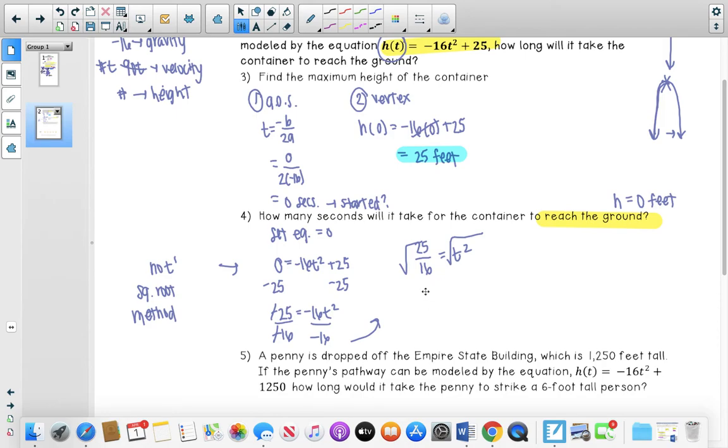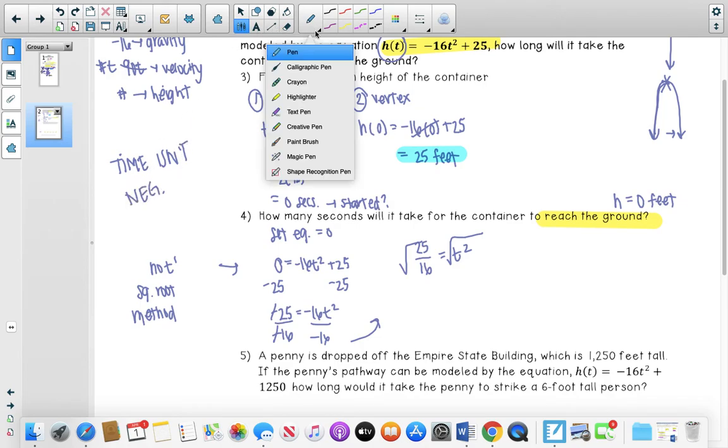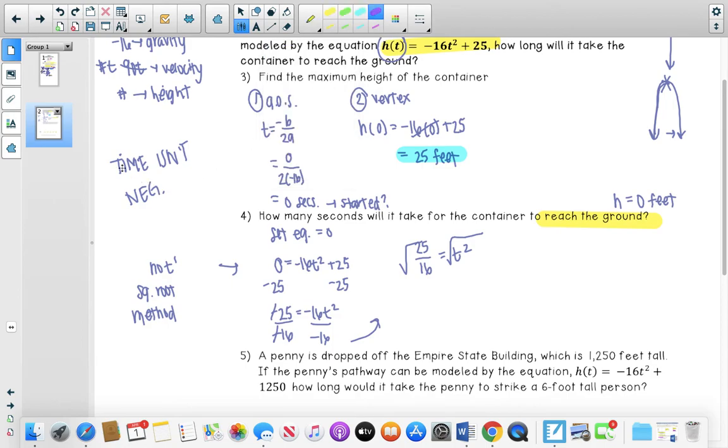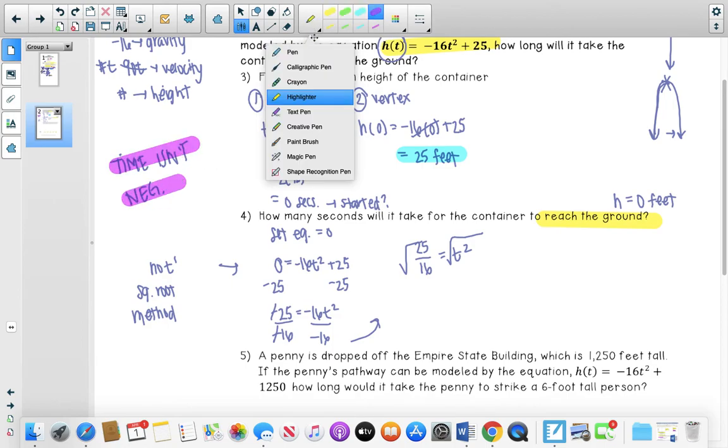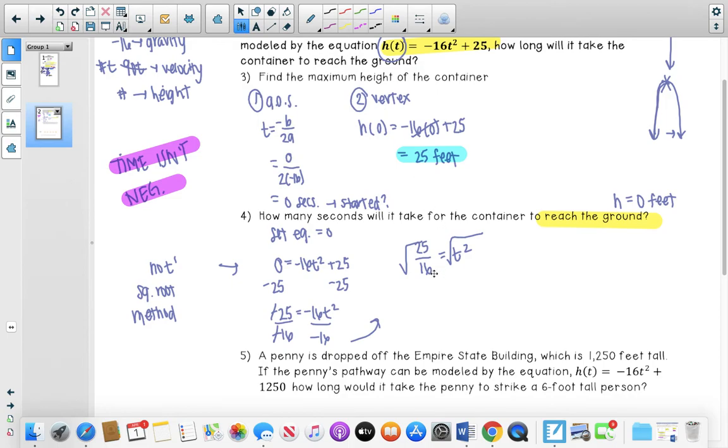Now, time cannot be negative. Time isn't ever negative. Okay, we can't go backwards. We can't go to the past. We haven't learned time travel yet. So you can't get negative time. So typically I'd say it's t equals plus or minus, but that's not the case because we can't have a negative time. You can only have positive.